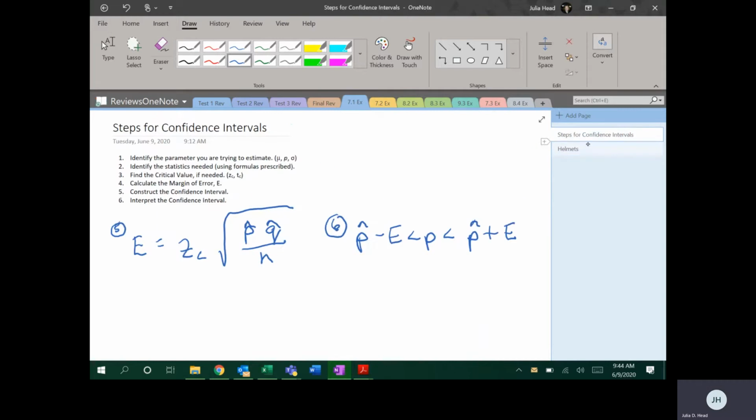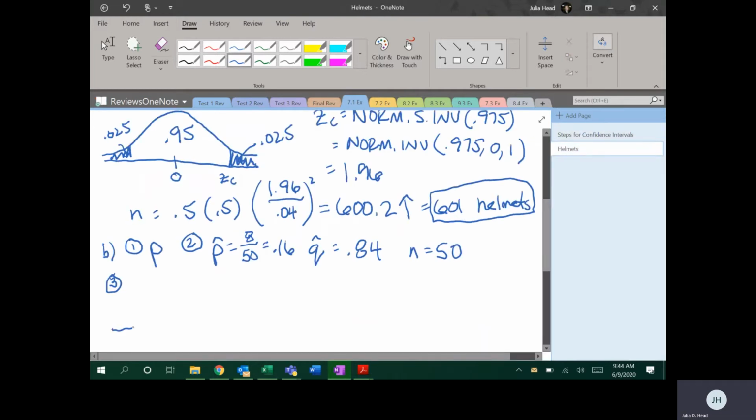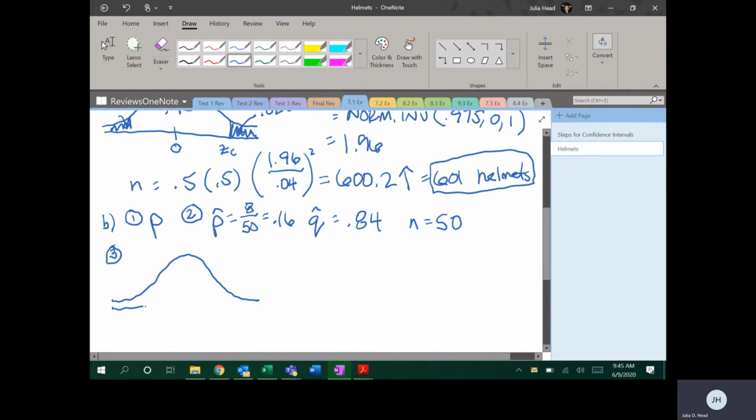Step 3, which I think is the critical value. Yep, critical value. So again, critical values are going to require a picture. Since it is the standard normal, we have a center at 0. Since it's confidence interval, we have 2 tails. We label the right one ZC. And again, you have choices on how to find it. We have to label the amount in the middle.